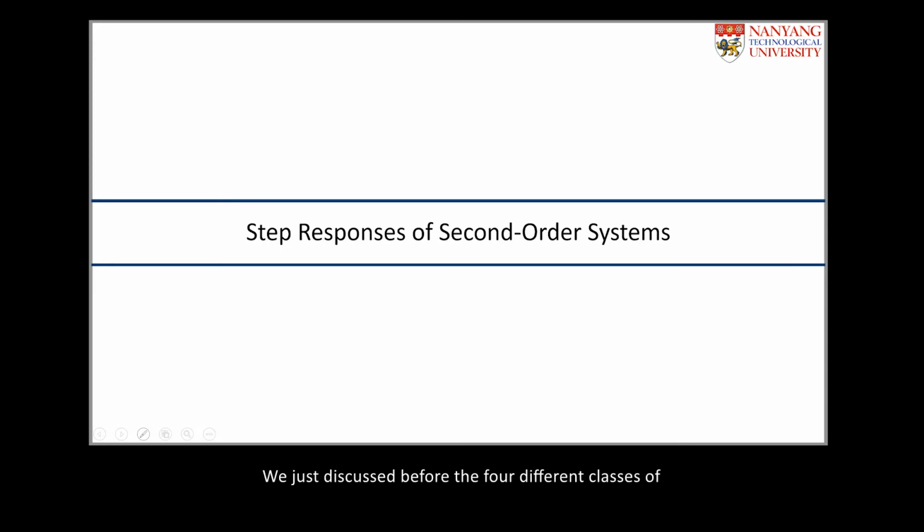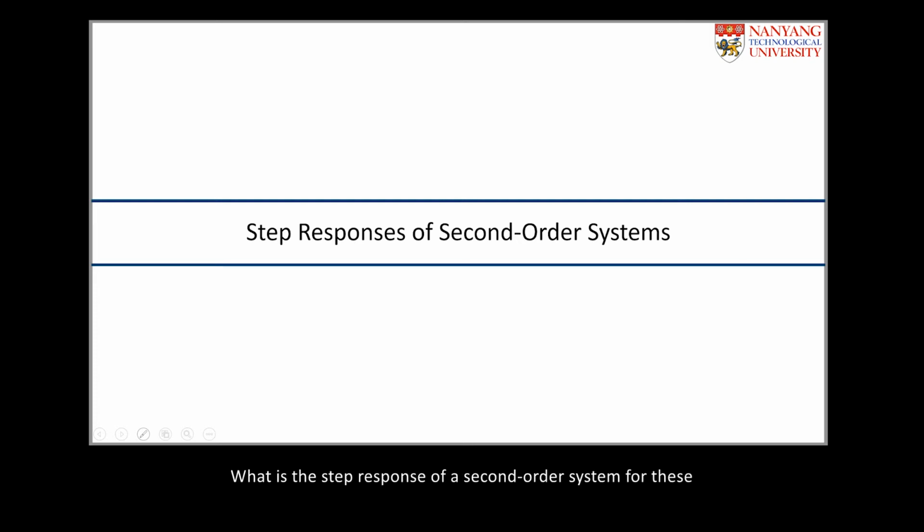We just discussed before the 4 different classes of second order system, but we never discussed what is the implication of these 4 different classes of the system. What is the implication of the zeta value, whether it is greater than 1, less than 1, or if it is 0, to the dynamic behavior. Or in particular, if we want to see what is the effect of this parameter zeta to the step response. This is what we are going to discuss now.